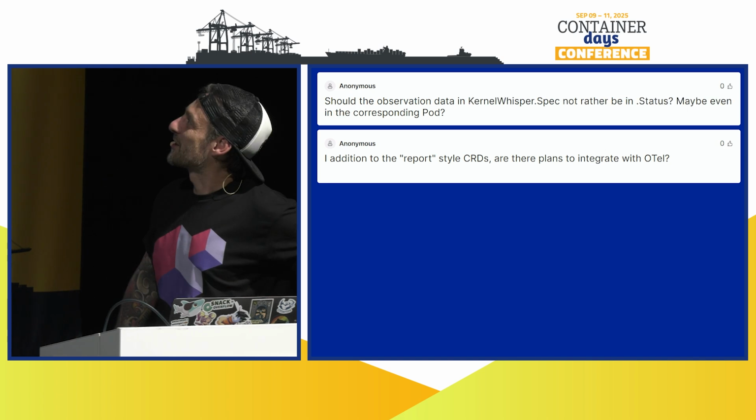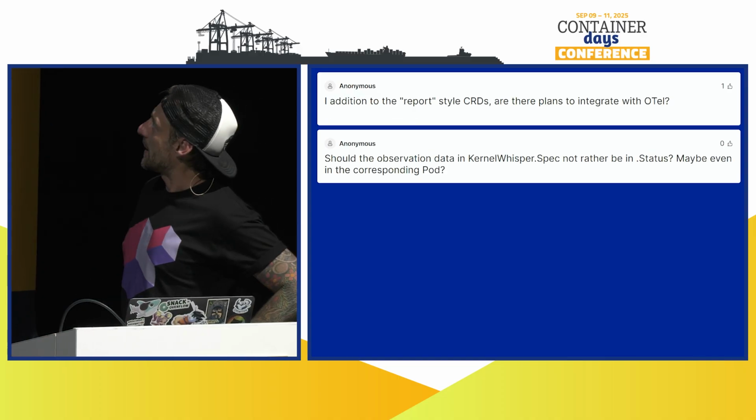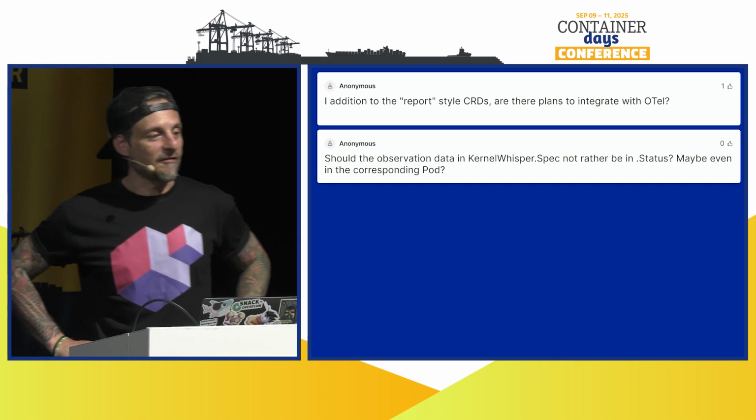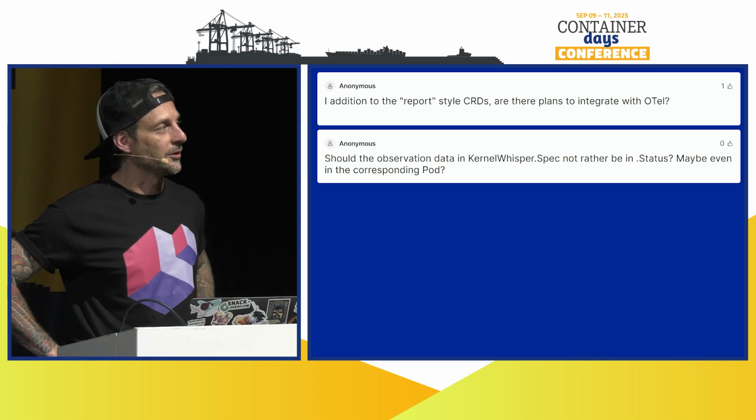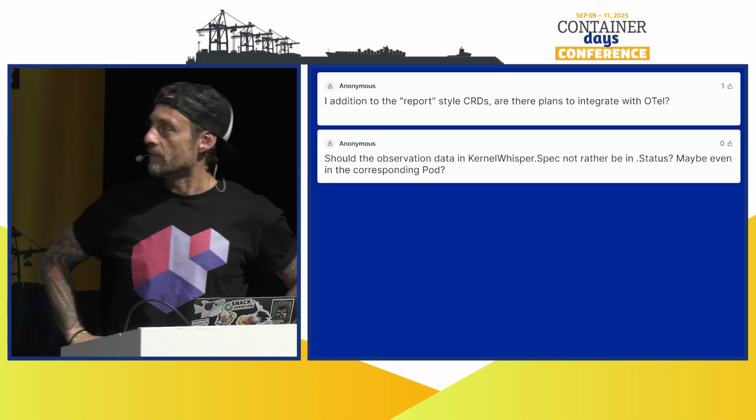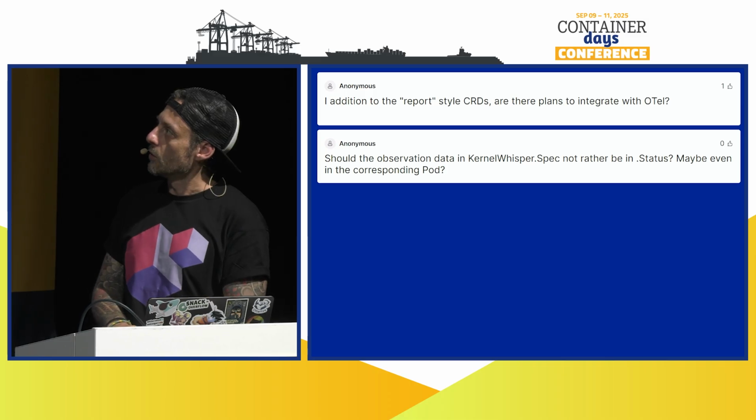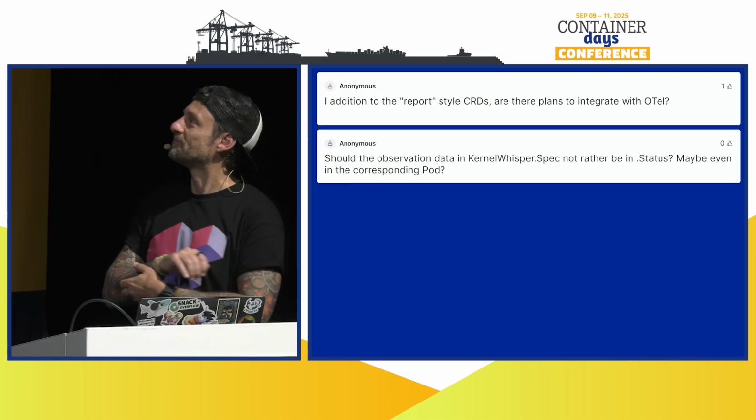Okay. Question. Observation data and kernel, with respect to being in spec or in status? Yes, actually, I've put the recommendation in status. But you can have both, I guess, at some point. If it's something dynamic you want to do, probably status is the best option.